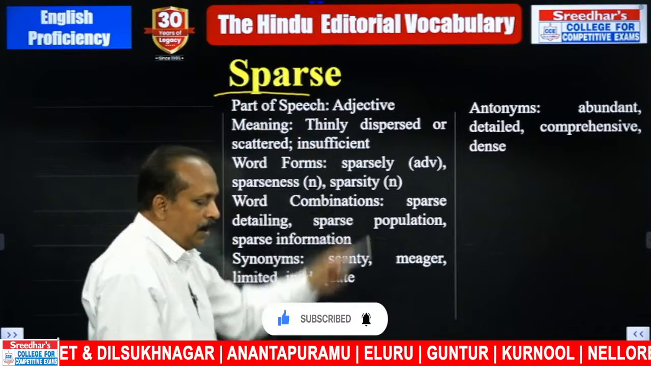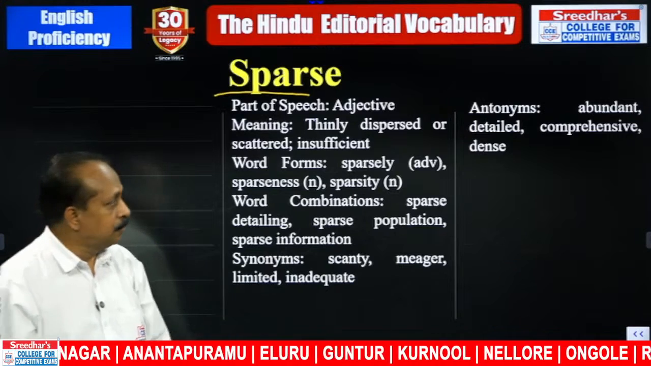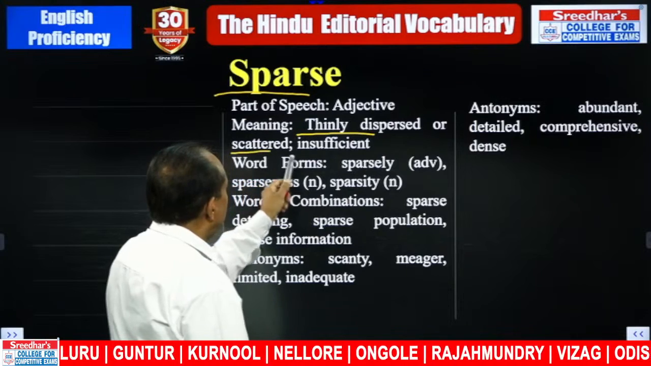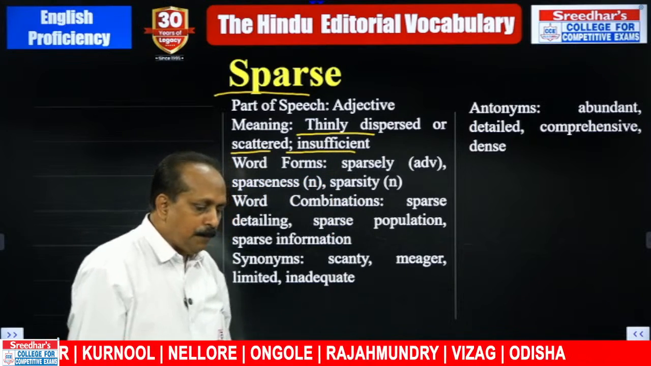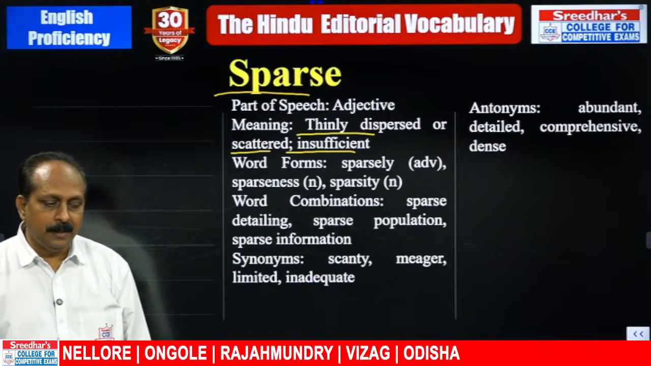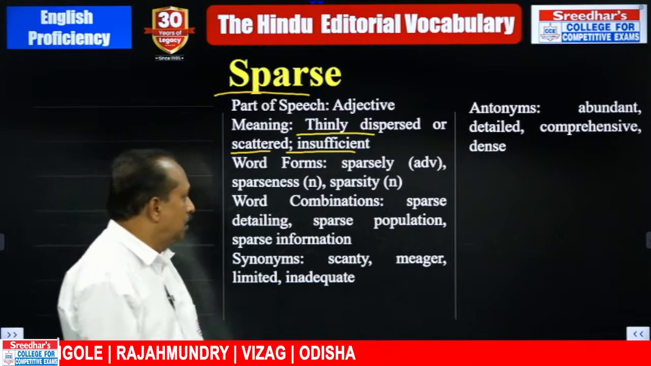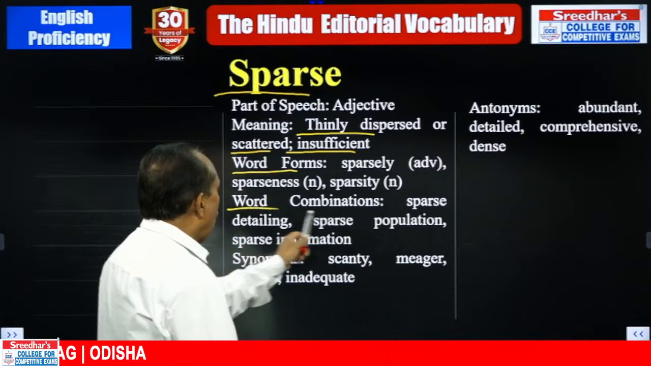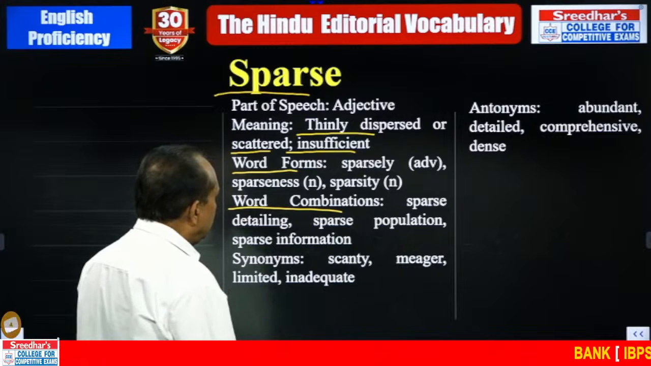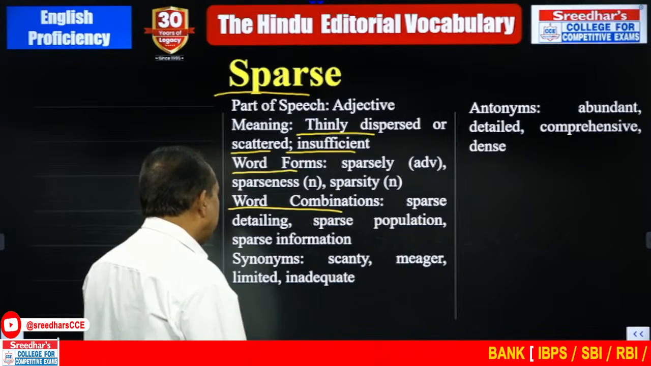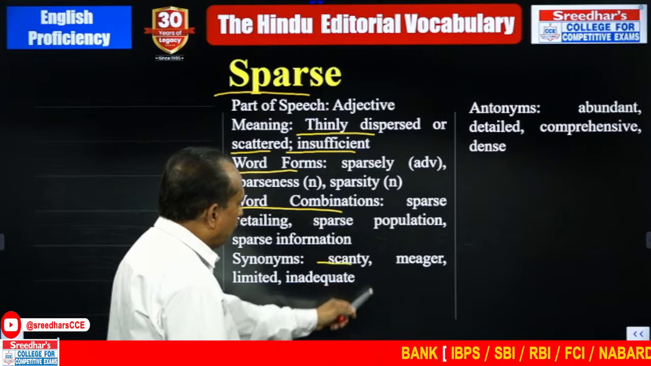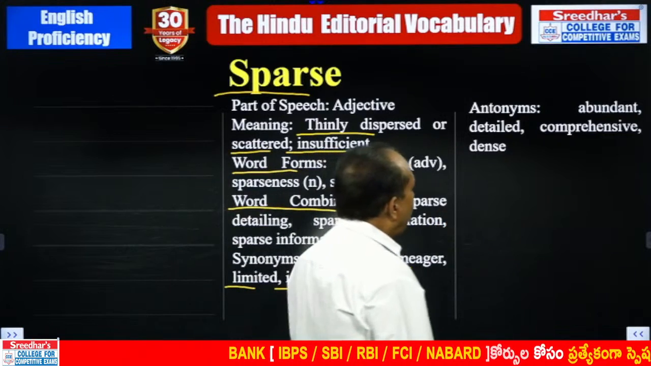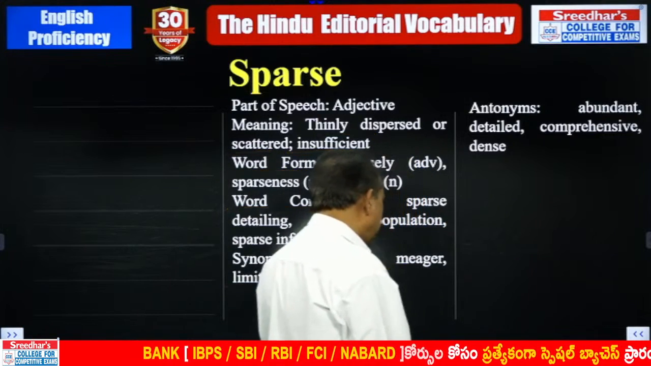Sparse. Sparse means a little, not in abundance. Part of speech: adjective, thinly dispersed or scattered, insufficient. Not sufficient: sparse, scanty, scarcity, dearth, all the words you have to know. Word forms: sparsely, sparseness, sparsity. Word combinations: sparse detailing, sparse population, sparse information. Not too much. Scanty, an important word. Meager, an important word. Limited, inadequate. Antonyms: abundant, detailed, comprehensive, dense. Simple words.